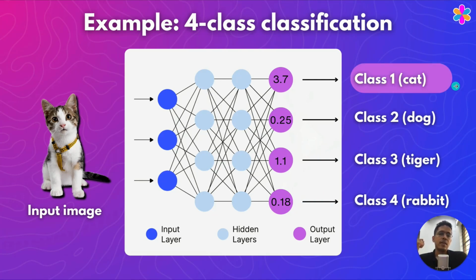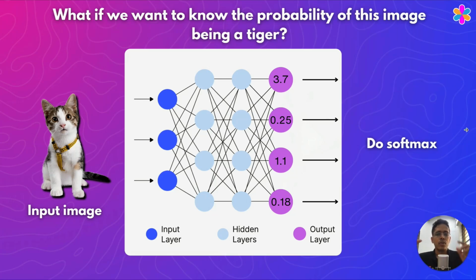So now let's say if someone asks us what's the probability or what's the prediction here, we can see that since 3.7 is the dominating number among these 4 numbers, we can say that the model is leaning towards cat. So the model is essentially saying it's likely that this image is more cat than this being a dog or tiger or rabbit.